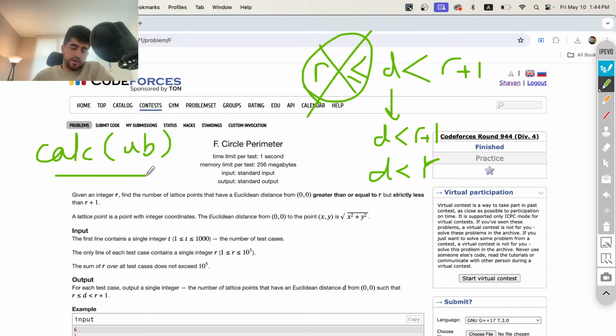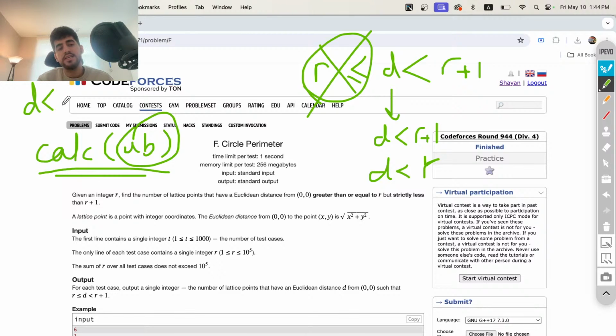Okay, so now for example, I'm just saying that we can define a calc function that only gets the upper bound. It doesn't care about the lower bound. It can just get the upper bound, and it will tell you how many lattice points we have such that the distance is less than the upper bound. It doesn't have any lower bound anymore. We don't care about the lower bound.